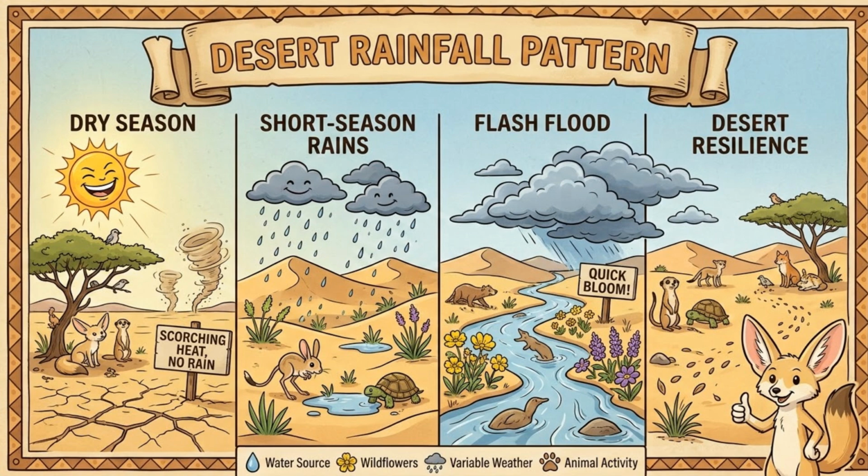Rainfall in the desert is unpredictable. It often follows a cycle of long, dry seasons, interrupted by short seasonal rains. Sometimes these brief periods lead to flash floods, which help the desert bloom quickly.